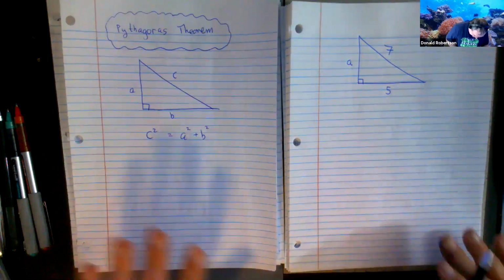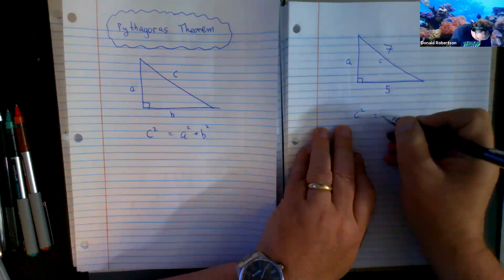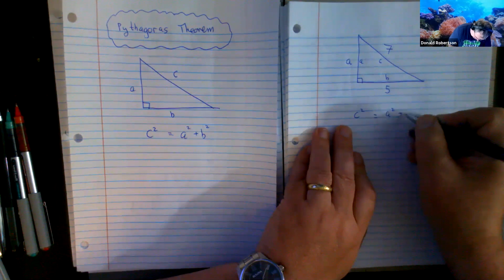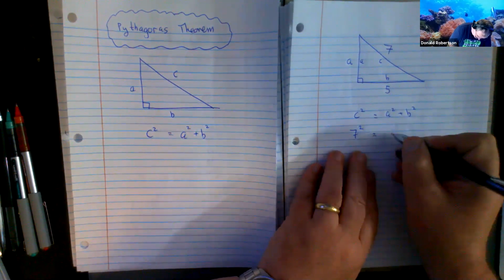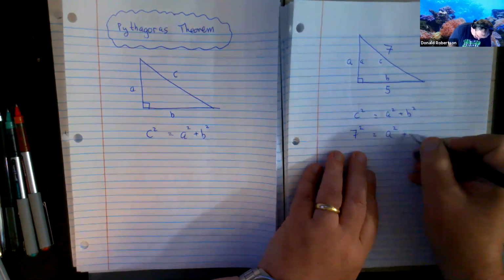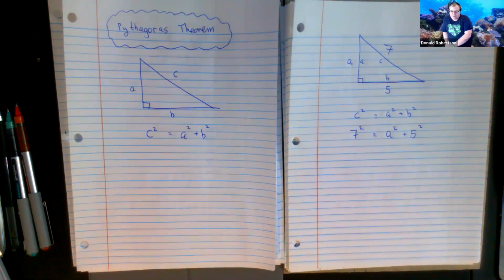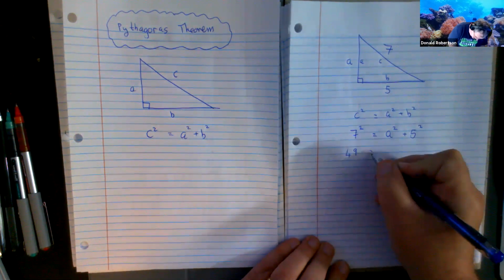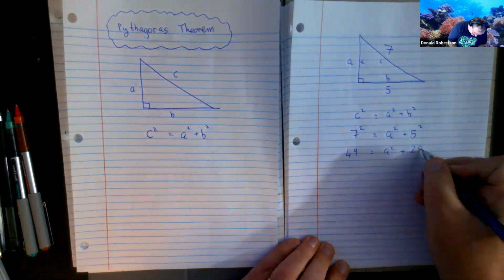Now, according to Pythagoras, C squared, which is that guy, is equal to A squared, which is that guy, plus B squared, which is that guy. So I now have 7 squared, A squared, plus 5 squared. So you plug in the numbers for the two that you know. In this case, I know that one of them is 7, the other's 5. 7 squared is 49. And 5 squared is 25.